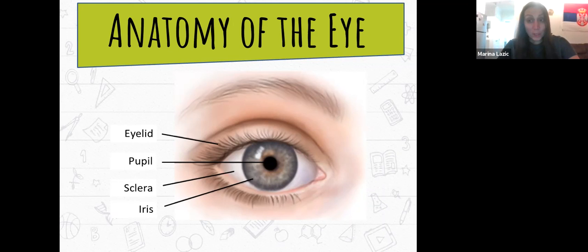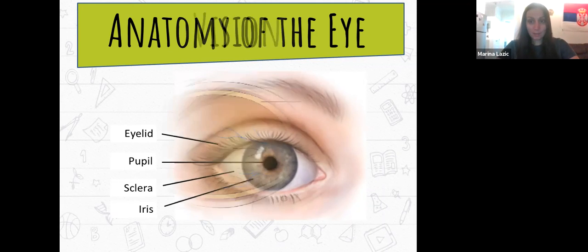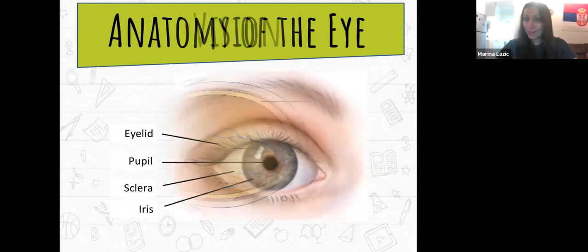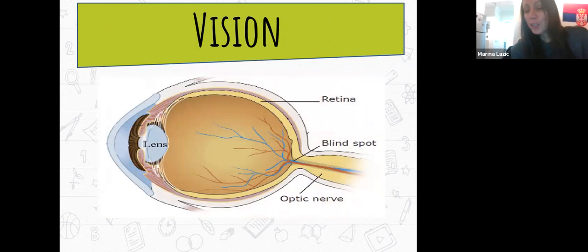Now, what's going on inside of your eye? This is how your eye looks from the inside. This is outside and this is inside. What you see with your eye or eyes is light. Light is a signal that actually triggers your vision. That light signal enters your eye here at the lens. So light hits the lens.